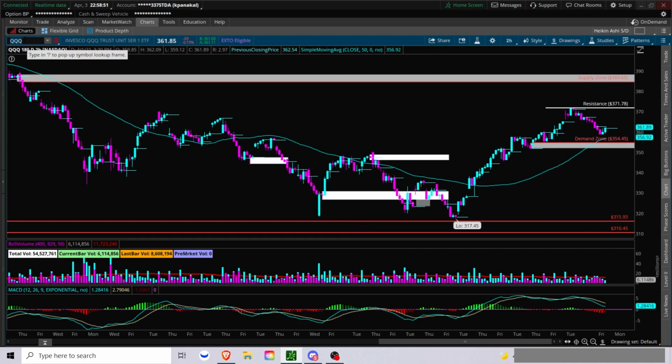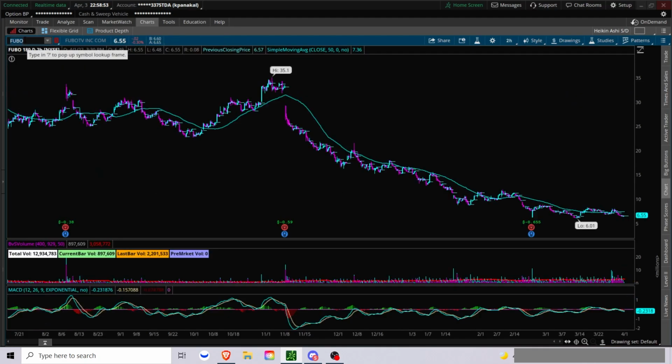Not highly requested, but it was requested, so let's take a look at that. I actually never traded FUBO before. I've honestly never heard about it before.